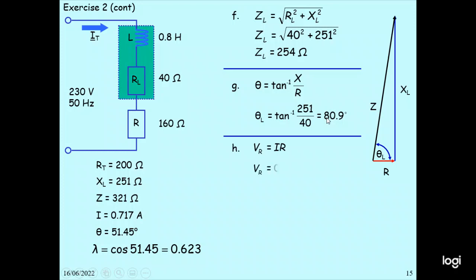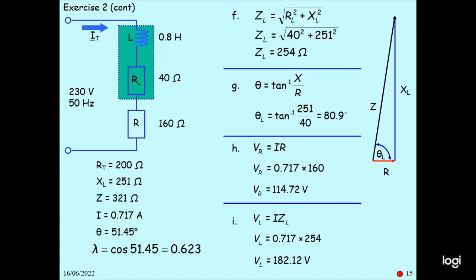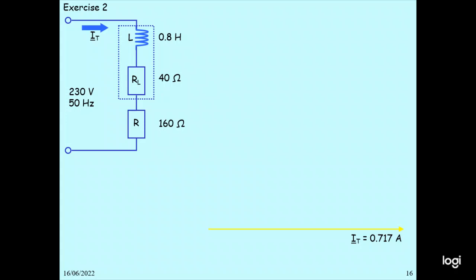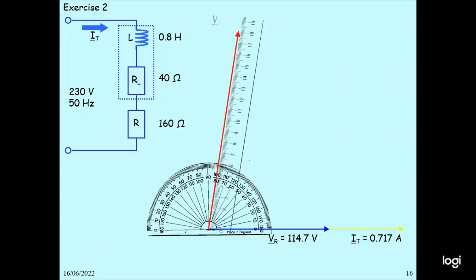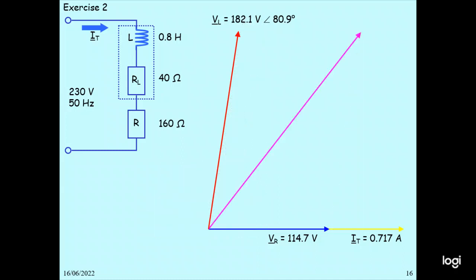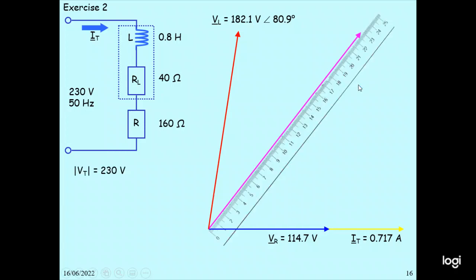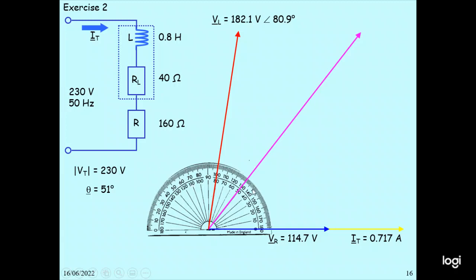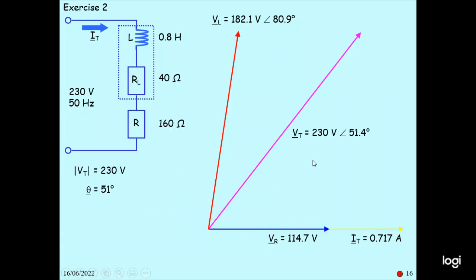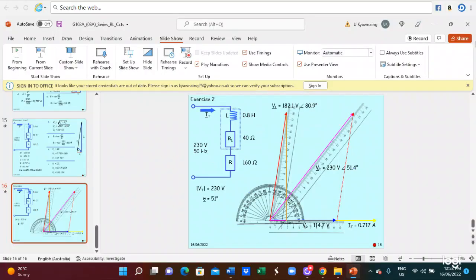And also VR equals I R. So 0.717 multiplied by 160, you get 114.7. And VL equals I ZL, so 0.717 multiplied by 254, 182.1. Now, the exercise: 0.8 henry, 40 ohm, and 160 ohm are connected across a 230 volt 50 hertz supply. I is 0.717, and VR we measure as 114.7, and VL is 182.1, with an angle of 80.9 degrees. Then you draw the phasor triangle and this is the measured resultant value. That will be VS 230. This is also the angle 51.45 degrees. VS 230 and angle 51.45. So this is the way that we calculate for those three RL circuits.